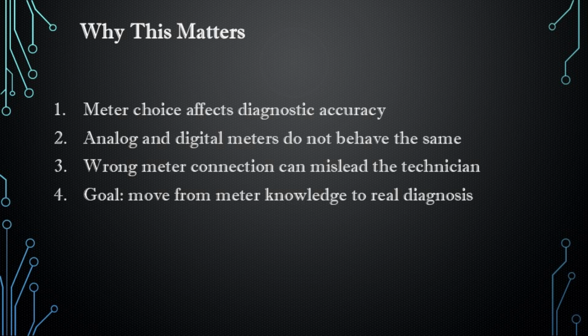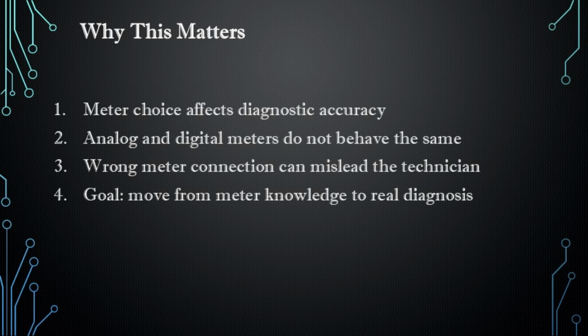Analog and digital meters do not behave the same. They may both measure voltage, current, and resistance, but they do not always interact with the circuit in the same manner. And that difference becomes very important in modern automotive systems, especially where electronics and low current signal circuits are involved.